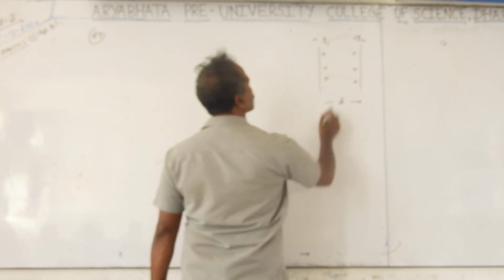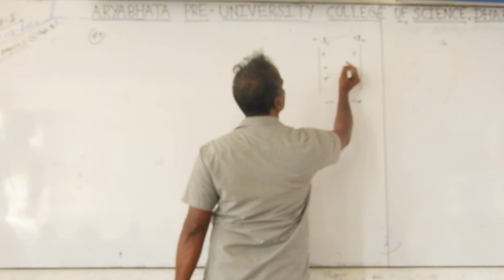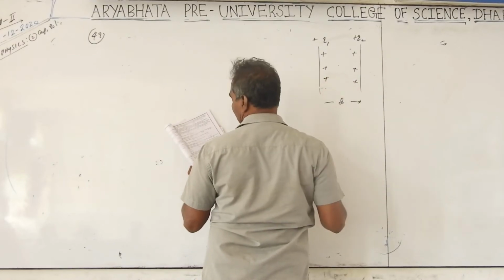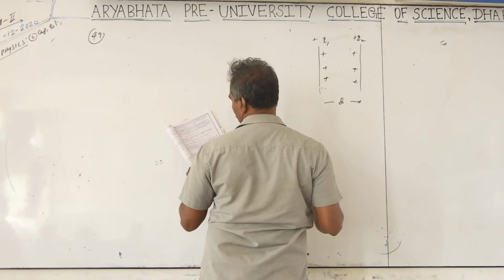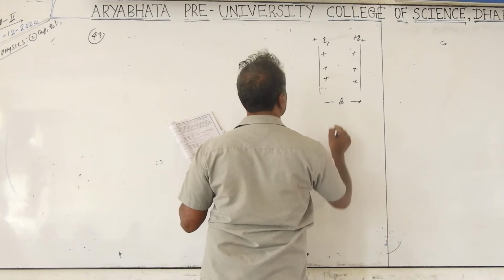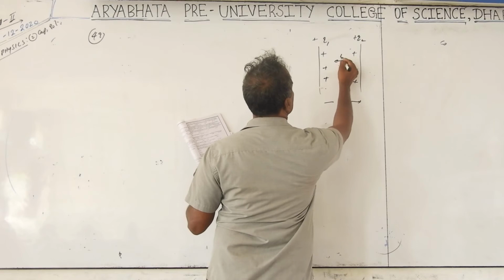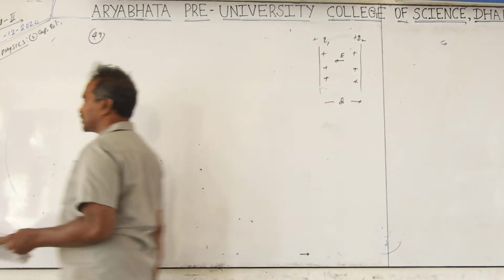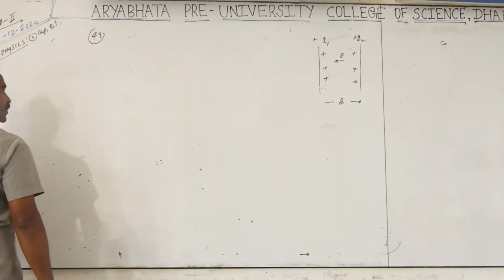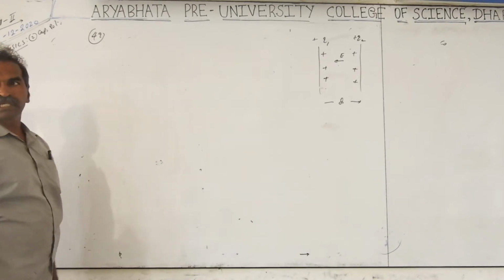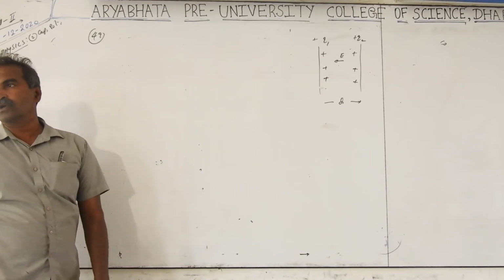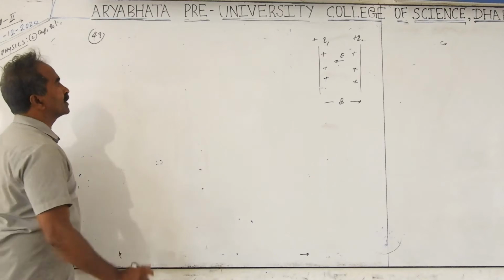So an electric field is produced between them. The resultant field is from the larger charge value to the smaller. Q2 is greater than Q1, they mentioned, so the resultant field will be in this direction. For a sheet of charge, the electric field is E equal to sigma by 2 times epsilon naught. That relation we need to take.